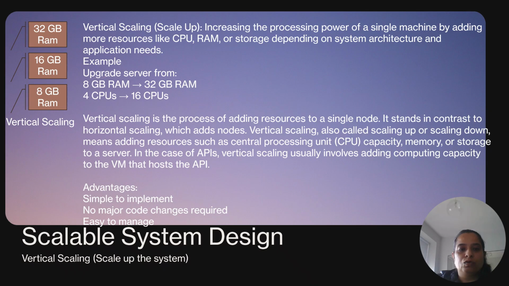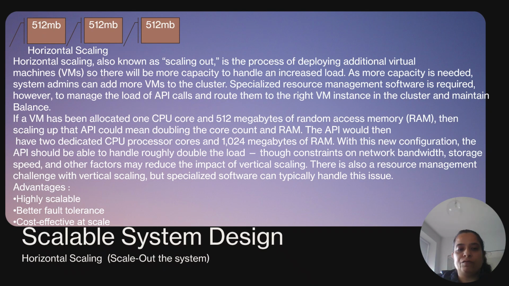Other than that, we can also go for horizontal scaling. In horizontal scaling, we add more VMs, and requests can be routed to different VMs at the same time. This is a more proficient and efficient way of using scalable systems, and more concurrency can be achieved. By using load balancers, we can also increase the efficiency of the system by distributing the requests to different VMs. The advantages are that it's highly scalable, has better fault tolerance, and is cost effective at scale.